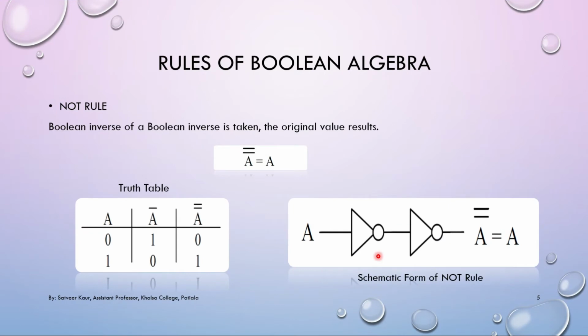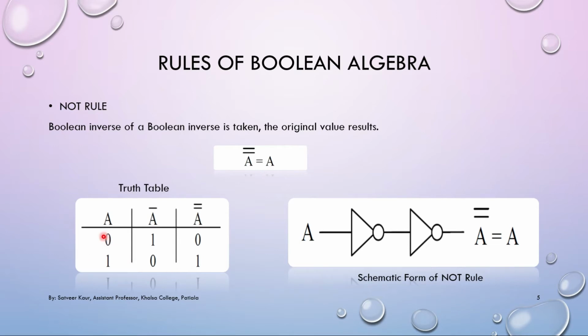These are some rules for Boolean algebra. The first one is the NOT rule. When the Boolean inverse of a Boolean inverse is taken, the original value results. If we take the inverse of the Boolean inverse, it will produce the original result, as here it is A. This one is the truth table for this rule.